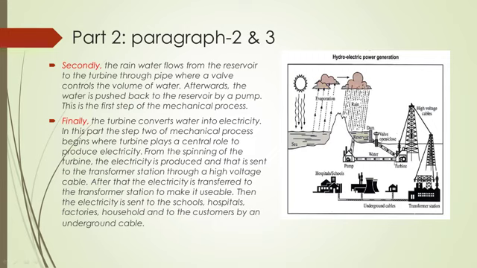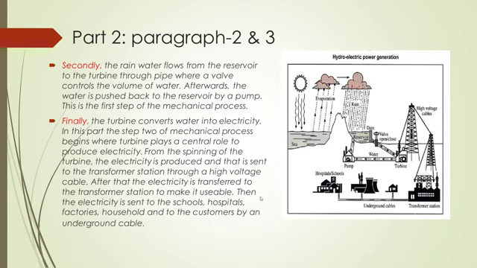After that, the electricity is transferred to the transformer station to make it usable. Then the electricity is sent to the schools, hospitals, factories, households, and to the customers by underground cables. So this is how electricity is produced. Electricity is sent to the hospital, school, and college to use it.